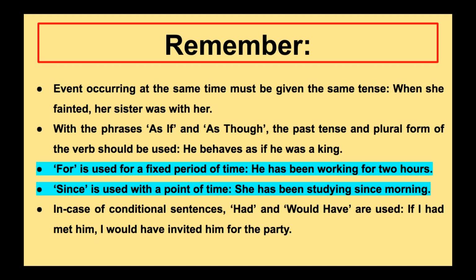For, as I told you before as well, is used for a fixed period of time. He has been working for 2 hours. Since is used with a point of time, of course, which is not fixed. For example, she has been studying since morning.